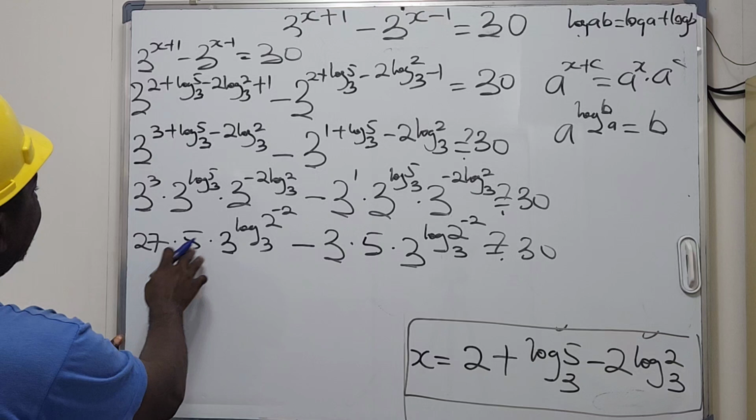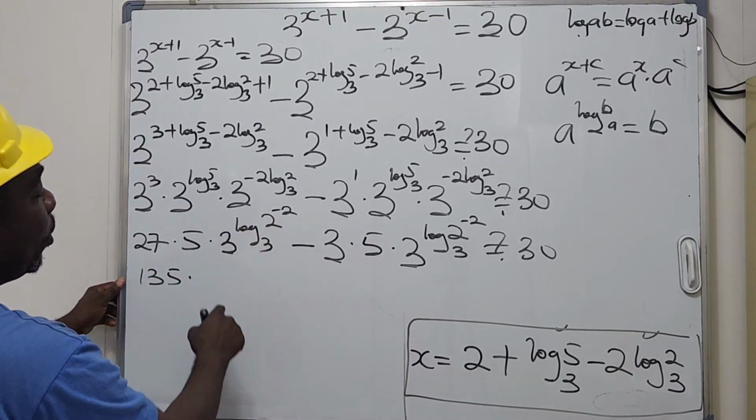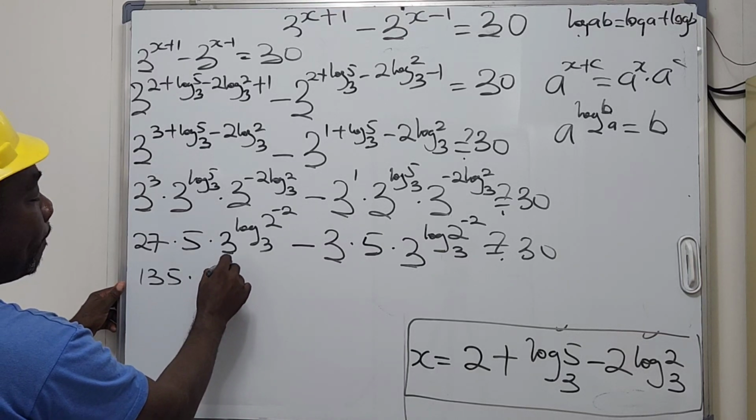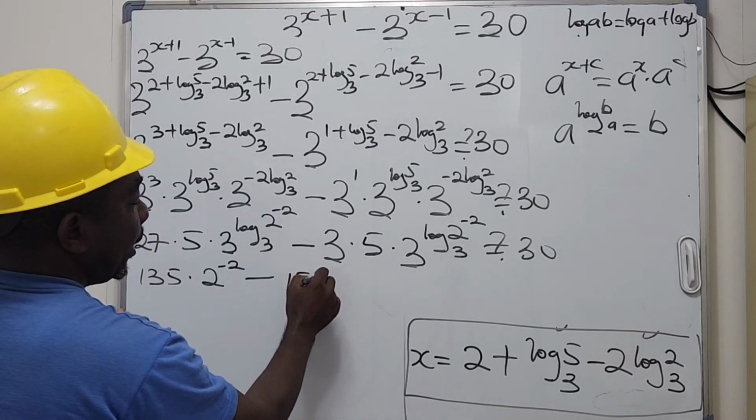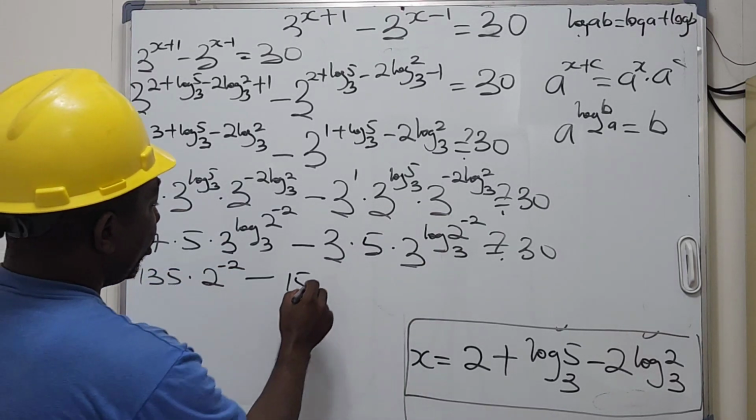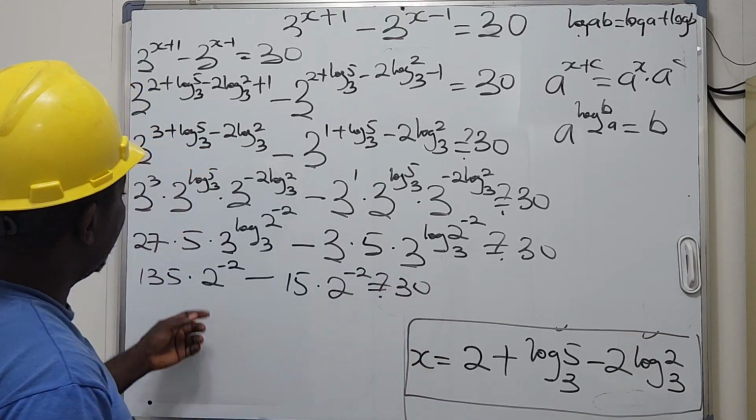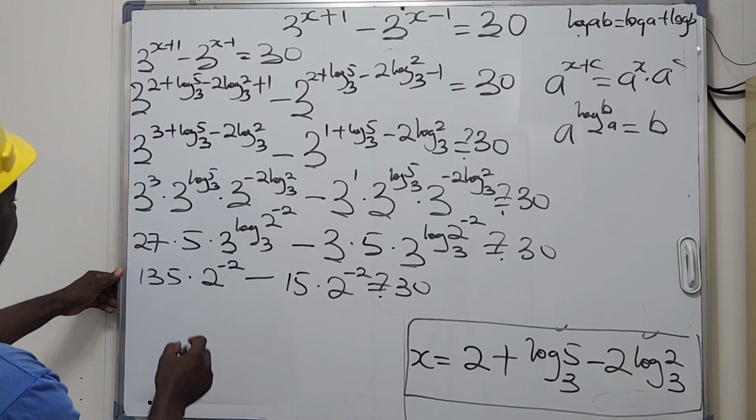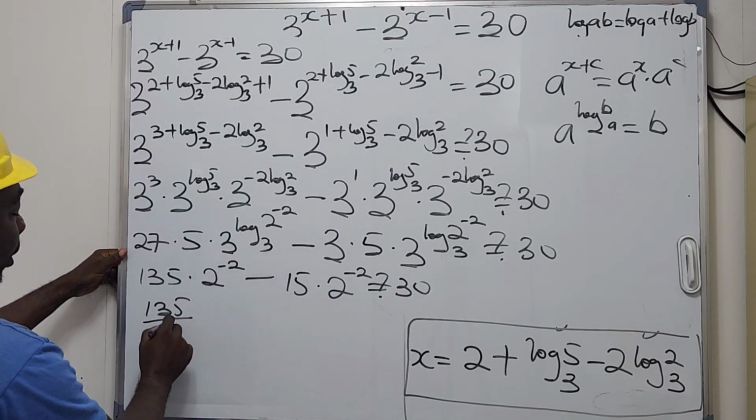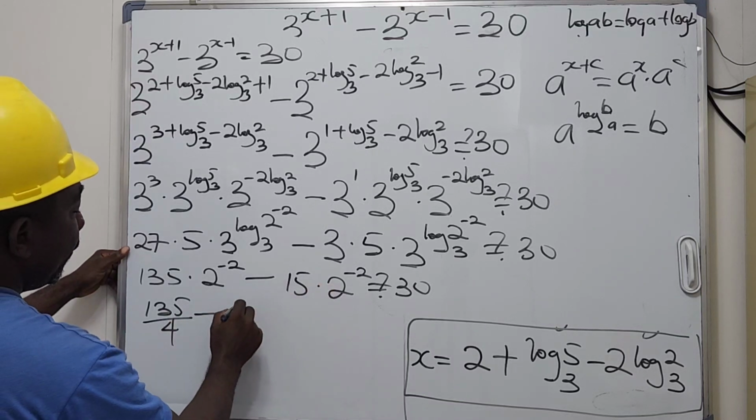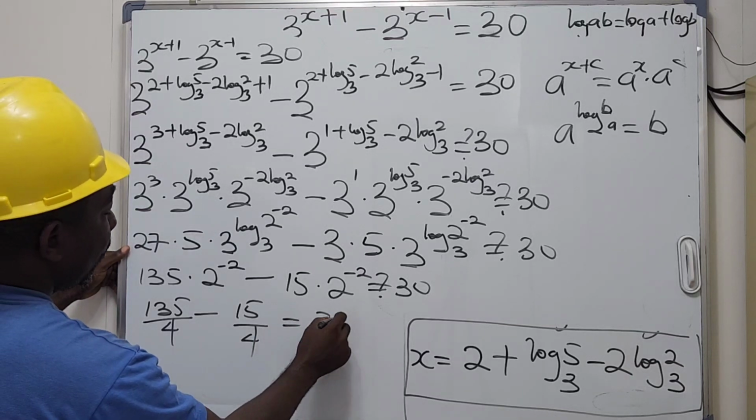So here we have 27 times 5, we have 135 times the whole of here, which will become 2 to the power of minus 2. We have minus, we bring down 3 times 5, which becomes 15, times the whole of here, which will become 2 to the power of minus 2. Will this equal 30? So let's find out. Here is the same thing as having 135 divided by 2 to the power of 2, which is 4, minus 15 over the same thing, divided by 4. Will this equal 30?